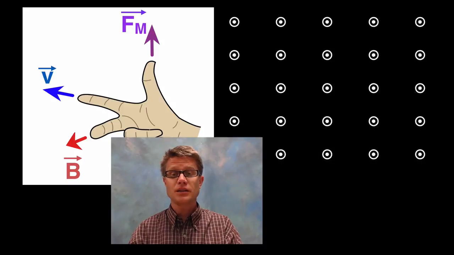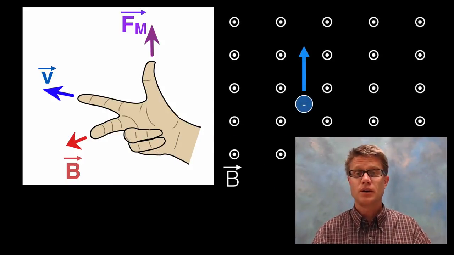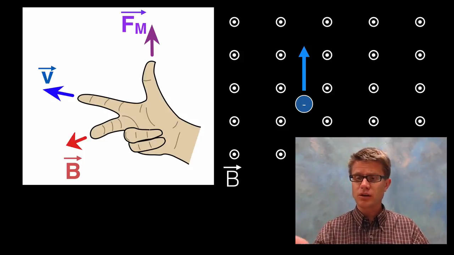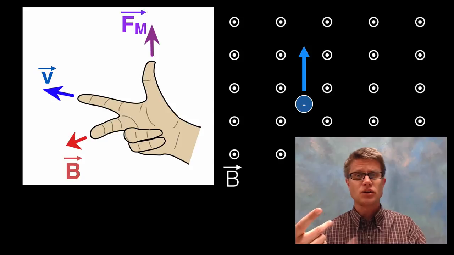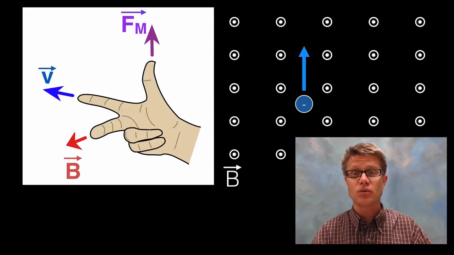What if we have one like this? So we've got a different magnetic field. What if we have an electron moving? Okay, so if you have an electron moving, there's two ways you can go at this. Number one, you could just use your right hand and then just turn the force around when you're done, or you've got a left hand, and the left hand's going to work great.